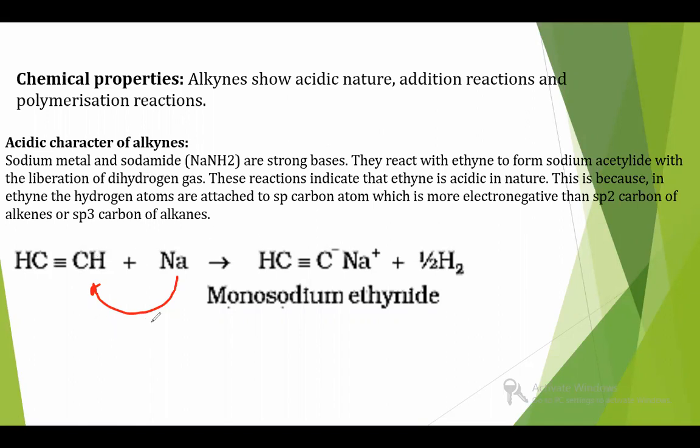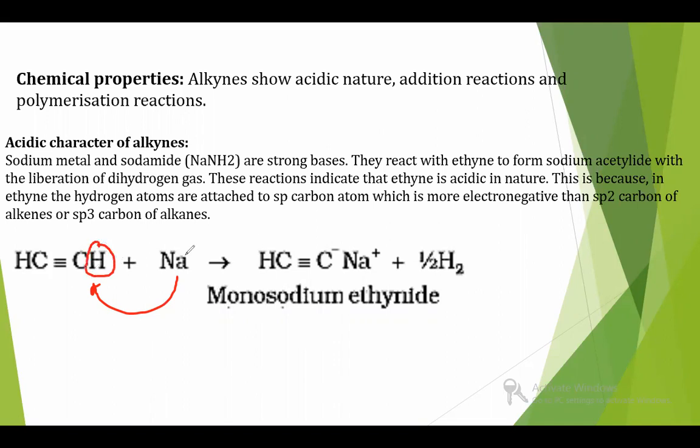For carbon number 3 onwards, why are we writing only sodium here? After that, NaNH2. Sodium is enough to replace the hydrogen here. For longer chains, carbon number 3, 4, 5, 6 and so on, we will use sodamide, the mixture of sodium and ammonia, Na and NH3, NaNH2, sodamide.